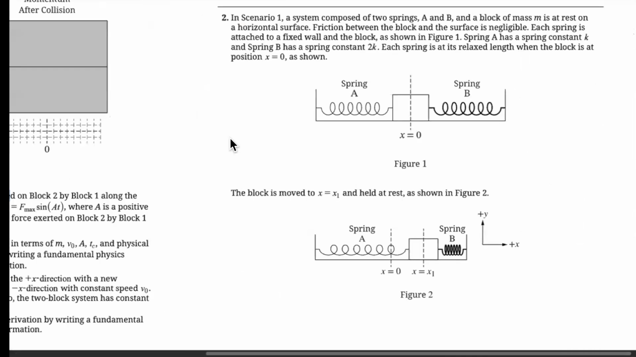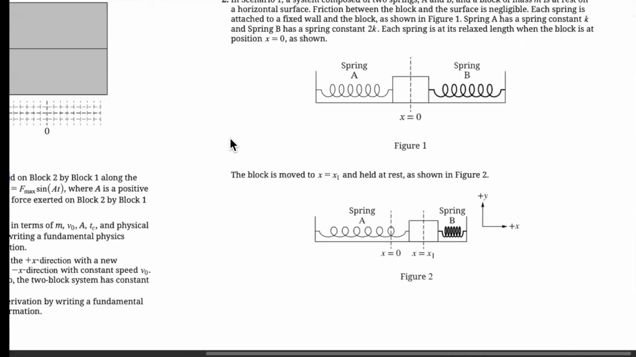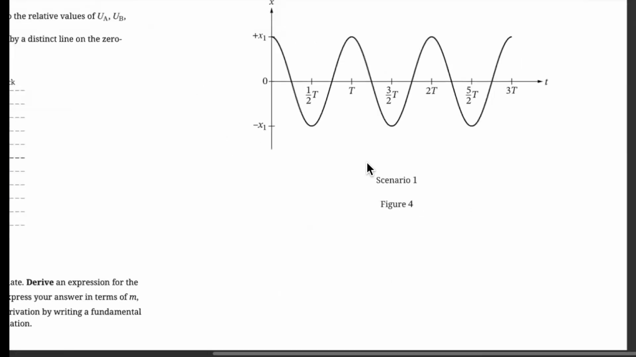So question two, you've got two springs. They're both on opposite sides of the block. This kind of looks a little bit tedious as well. Spring constant of K and a spring constant of 2K. Each spring is relaxed, and then you move it to X1. So spring A is going to stretch and spring B is going to compress.